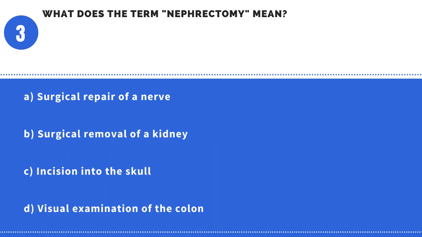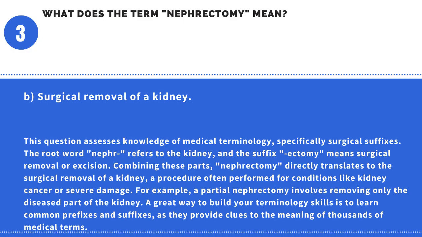Question 3. What does the term nephrectomy mean? A. Surgical repair of a nerve. B. Surgical removal of a kidney. C. Incision into the skull. D. Visual examination of the colon. Answer: B. Surgical removal of a kidney.